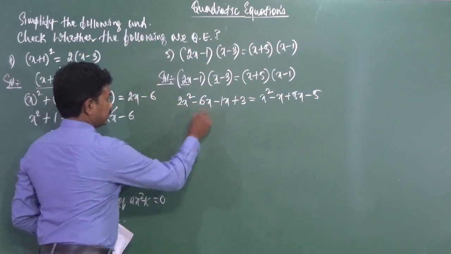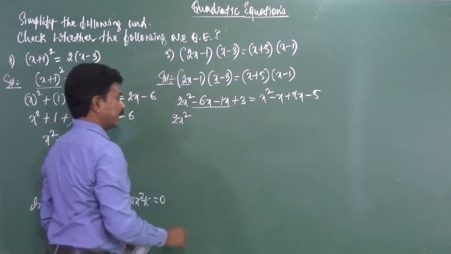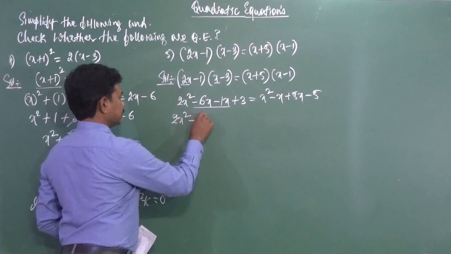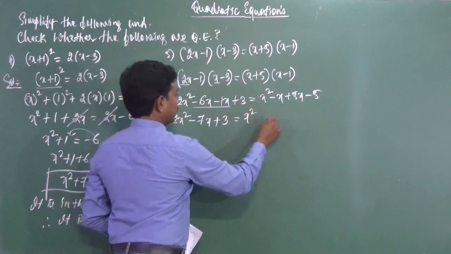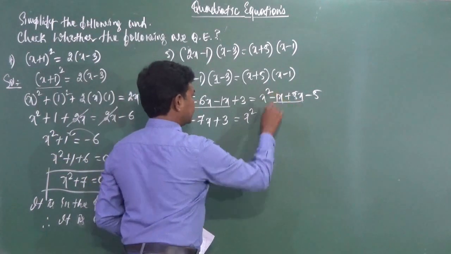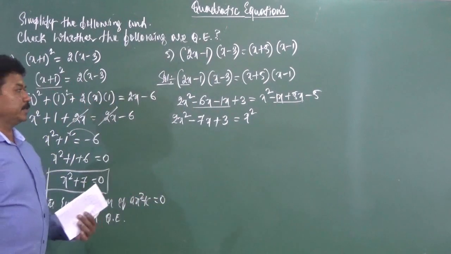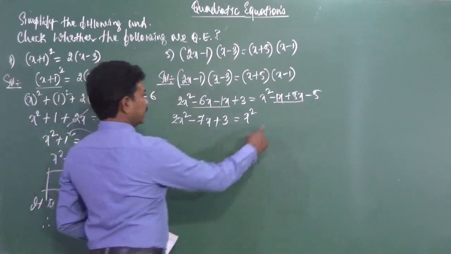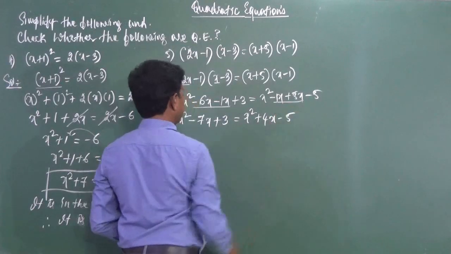Right, we'll simplify the terms in the LHS. So 2x square minus 6x minus 1x, they are like algebraic terms, we can simplify them. So they become 2x square minus 7x plus 3 is equal to x square. Simplify these two, minus 1x plus 5x. No numerical is there with the x, which means the coefficient is 1 actually. So minus 1x plus 5x is plus 4x minus 5.